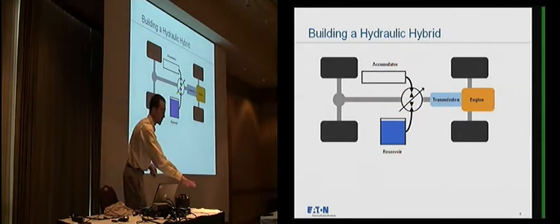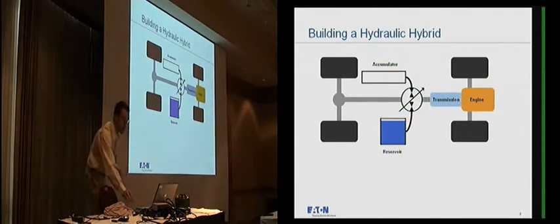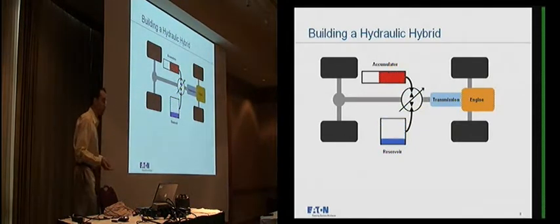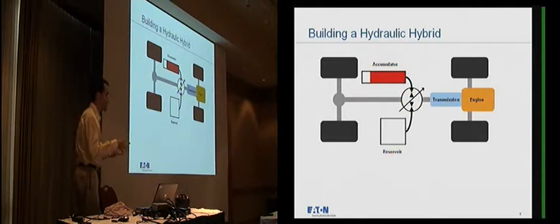And the way we do that is by putting a displacement on the swash plate. Now, this is going to start pumping oil from the reservoir through the pump into the accumulator. And this is going to slow the vehicle down and bring it to a stop.